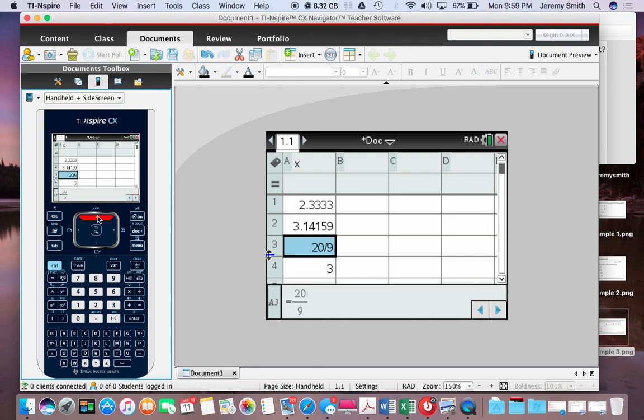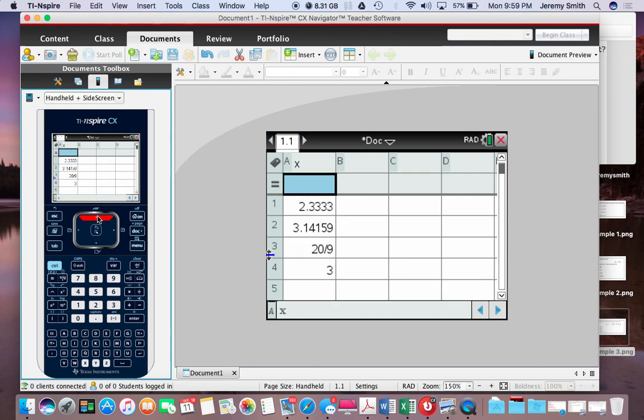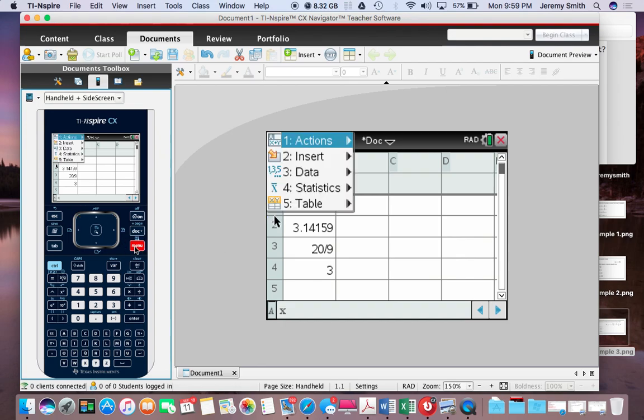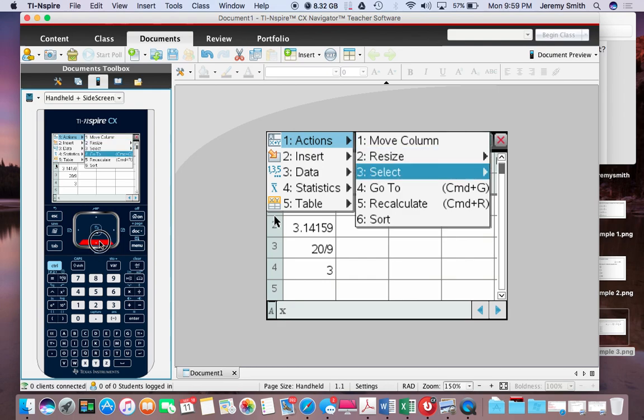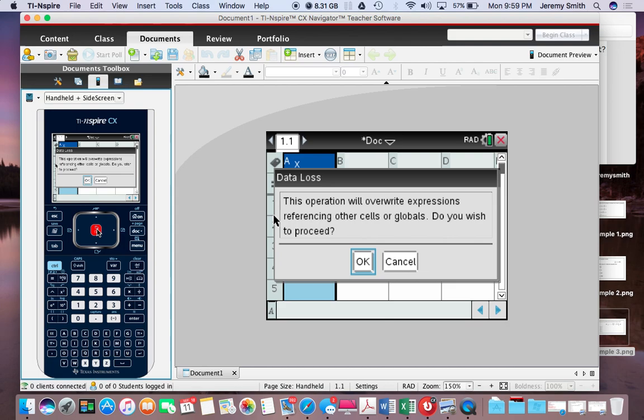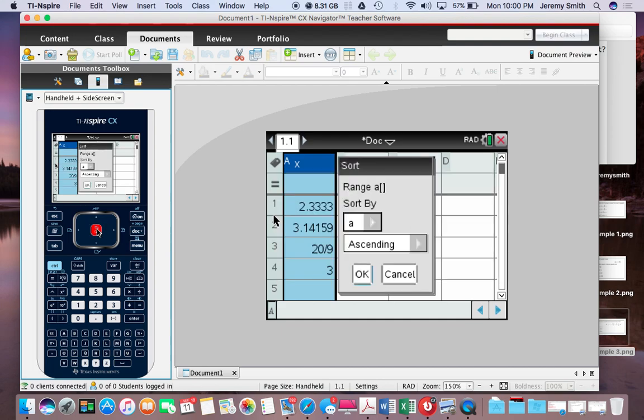So I want to move up to this portion right here, and put it in this particular box right here. I'm going to press Menu, 1, 6, which is Menu, Actions, Sort. Now, sometimes this may give you this type of prompt. That is absolutely fine. What you're doing is telling the system to override anything else that may have been represented by that variable X. And we'll talk about that another time. So we're going to press OK.